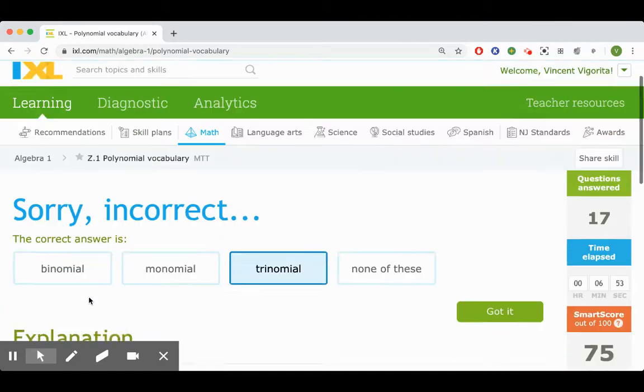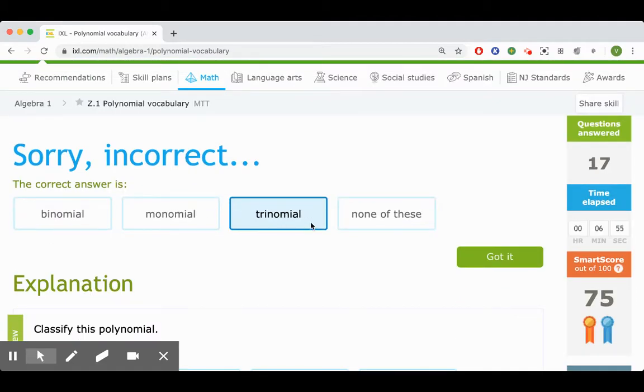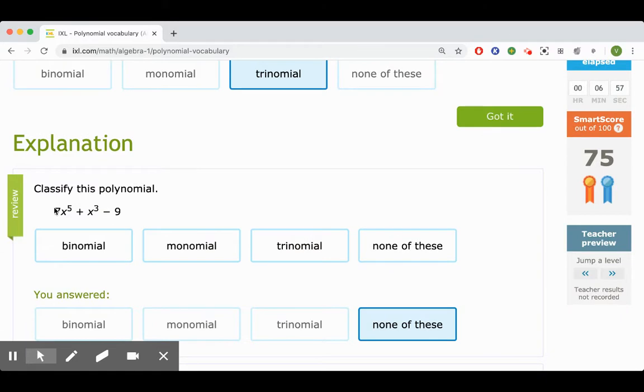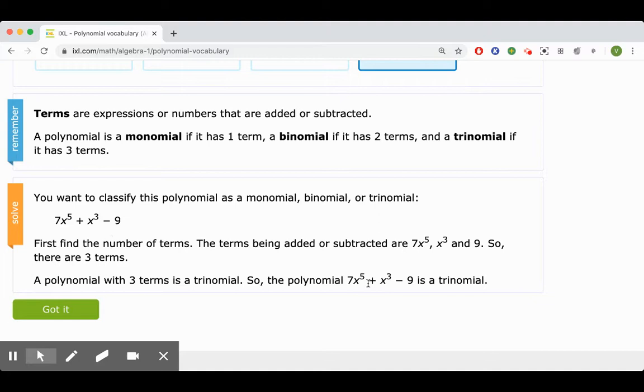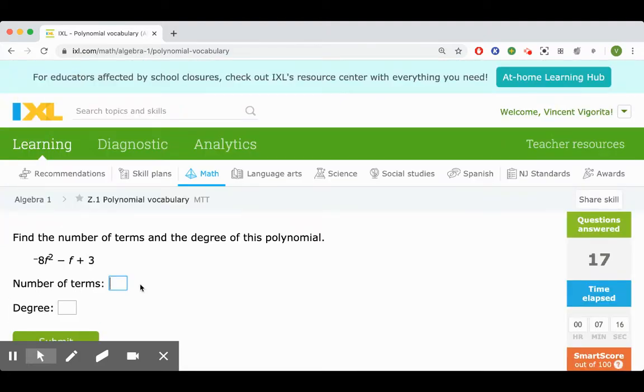Okay. So it tells you this. The correct answer is this. Explanation. Okay. Let's just review the problem. The terms are expressions or numbers that are added or subtracted. A polynomial is a monomial if it has 1 term, a binomial if it has 2 terms, and a trinomial if it has 3 terms. 1, 2, 3 terms, so it's a trinomial. We'll get back to that. Number of terms here is 3. So this is a trinomial. 1, 2, 3. Degree is 2.